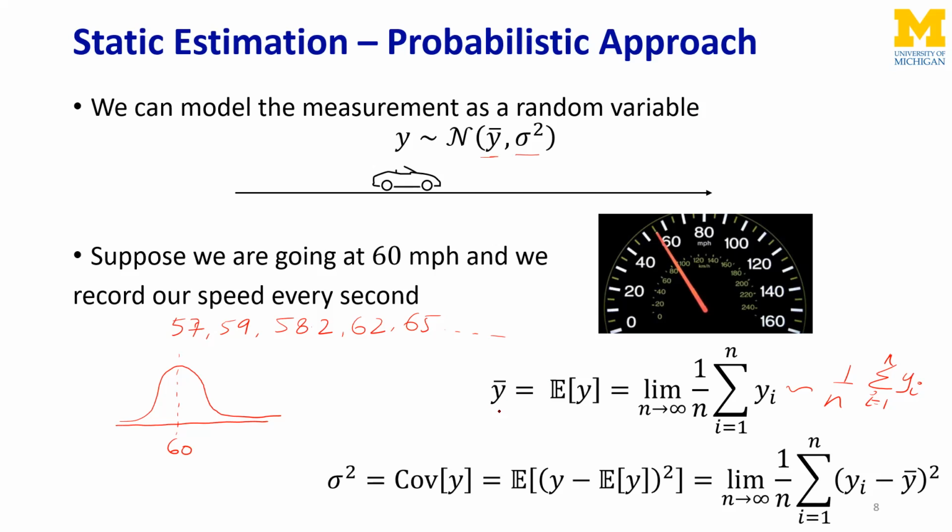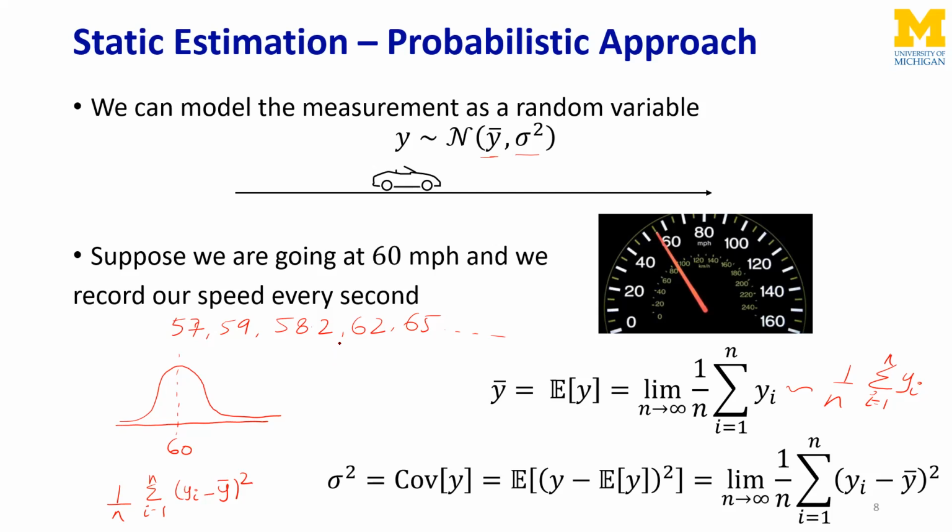And similarly, you can find the variance of your speed, which is the covariance of y, defined as the expected value of y minus the mean, squared. It equals this limit. And this can also be approximated by simply taking a bunch of measurements and then evaluating this expression, yi minus y bar, squared. Y bar, you just calculated in the previous equation.